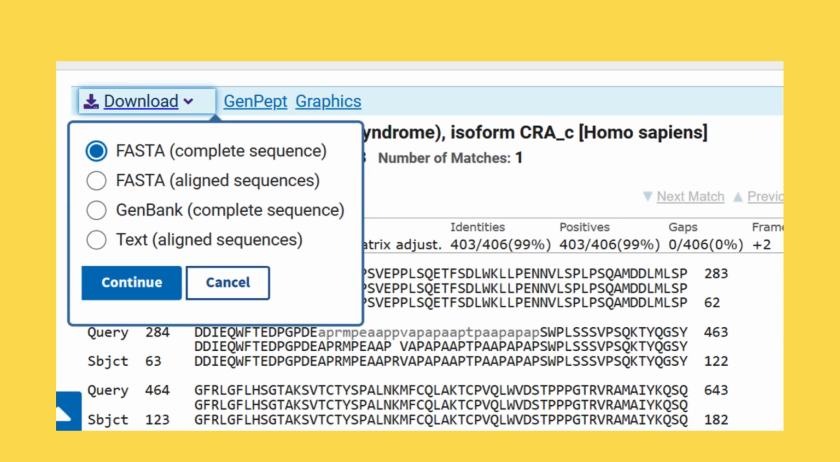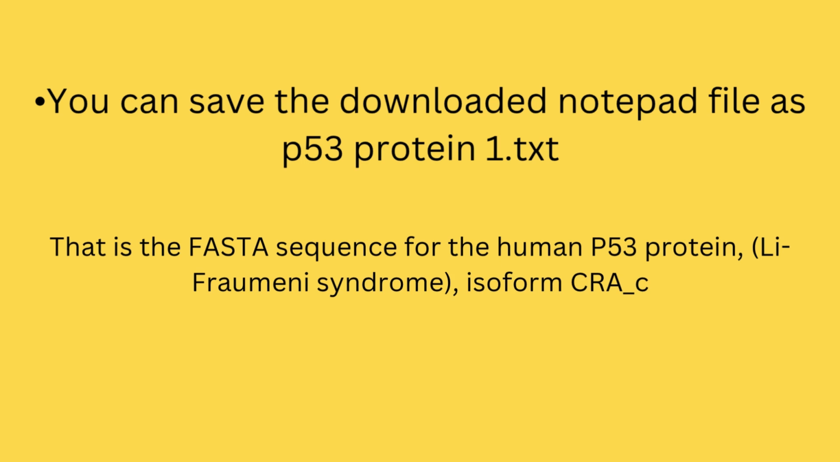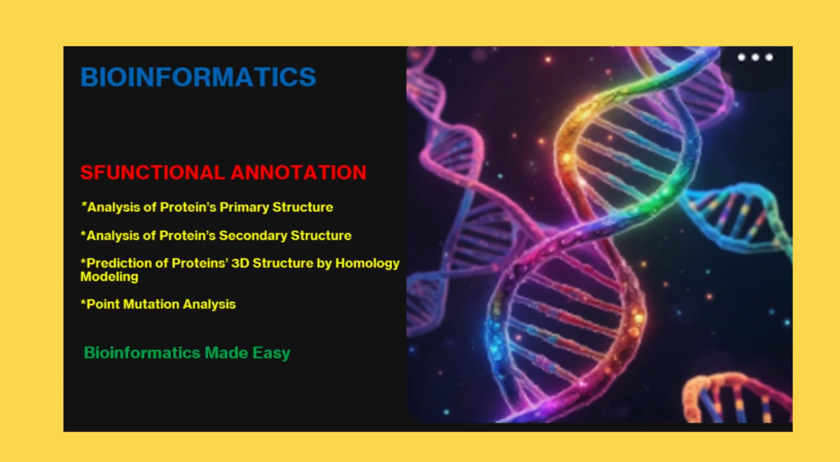Click on Download and choose the FASTA Complete Sequence option. You can save the downloaded notepad file as p53protein1.txt. Click Continue and download the FASTA sequence. And that is it for today.